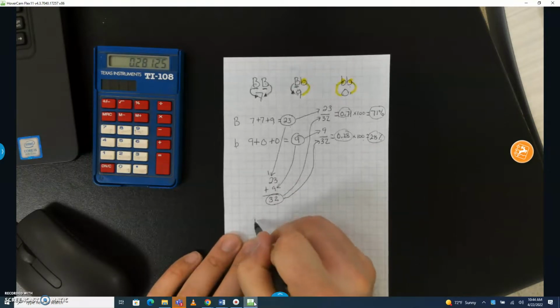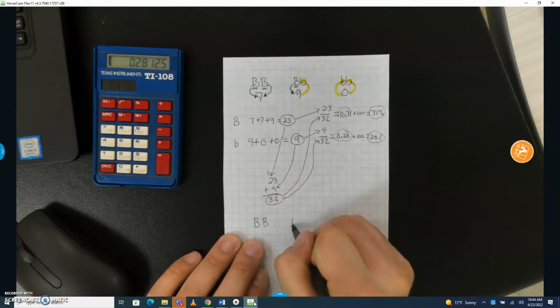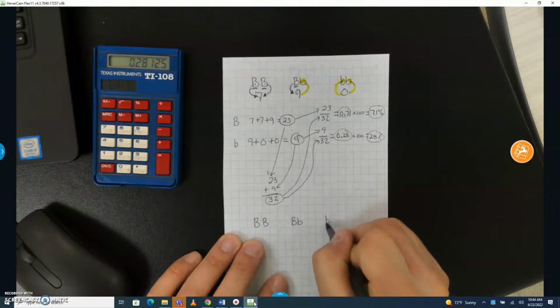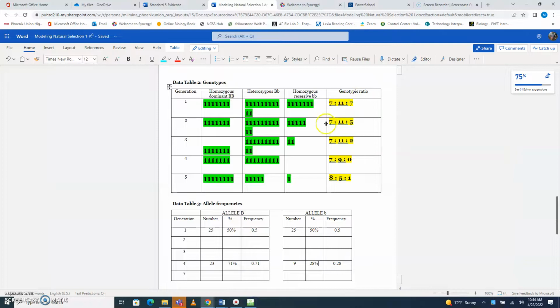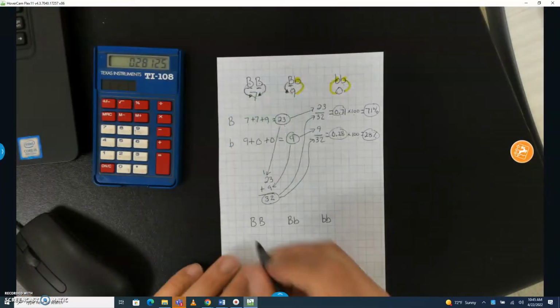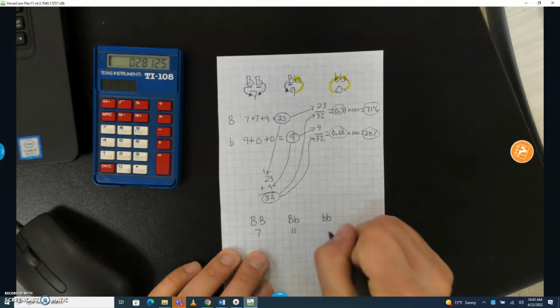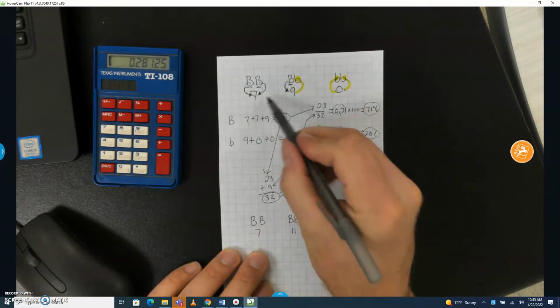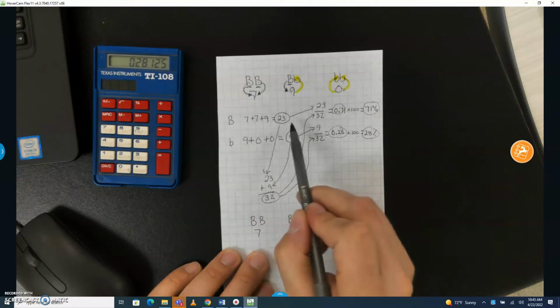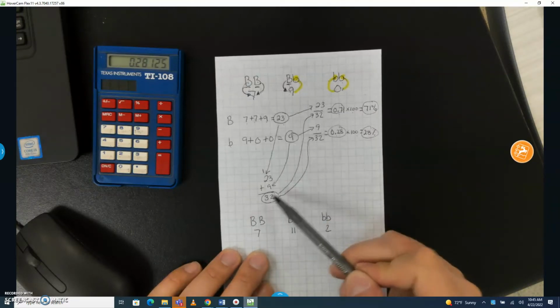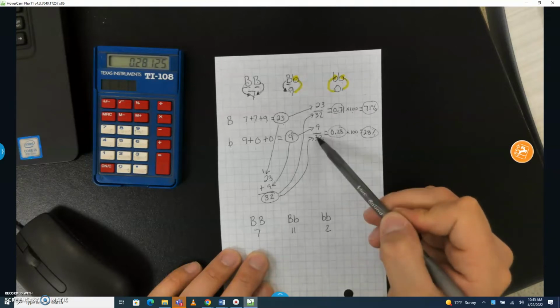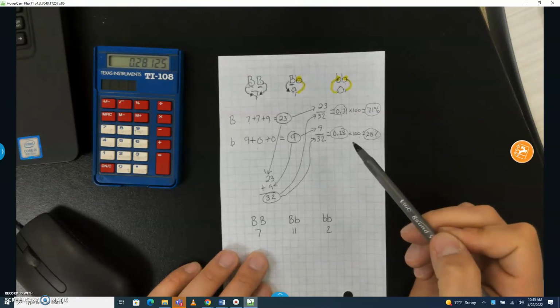So if I wanted to do another one, I would simply write this again. And I would grab another genotypic ratio, maybe 7, 11, 2 if I want to do row 3 next. Let's write it out again. 7, 11, 2. Repeat this process to get my numbers. Add them up. Take that number, divide, divide, and you're basically done at that point.